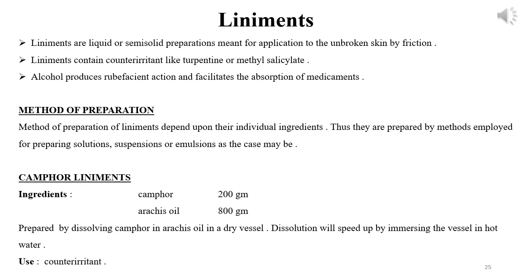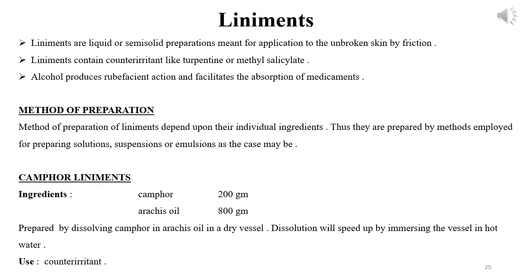So what is the method of preparation for liniment? It depends on the individual ingredients. Thus they are prepared by the methods employed for preparing a solution, suspension or emulsion, as the case may be. It means there is no fixed method of preparation for liniment. If it is a solution, we can prepare it by the solution method. If it is a suspension, we will prepare it by the suspension method. If it is an emulsion, we will prepare it by the emulsion method.